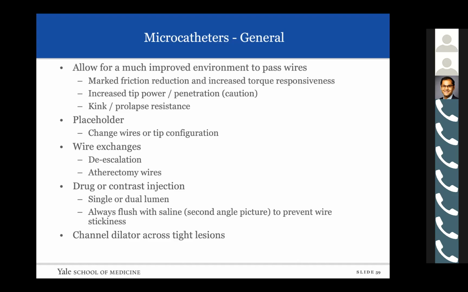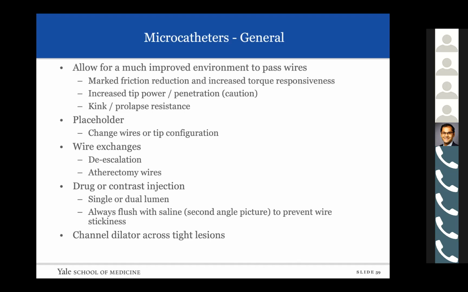And then also because they stiffen your wire, the closer you advance to the tip, the more penetrating power the tip of the wire has. So that is something that you can use to your advantage, but it's also something you need to be aware of when you're trying to be gentle and soft. They also tend to not kink and not prolapse. So sometimes these can be very helpful in wiring tortuous or angulated vessels. They act as a placeholder.